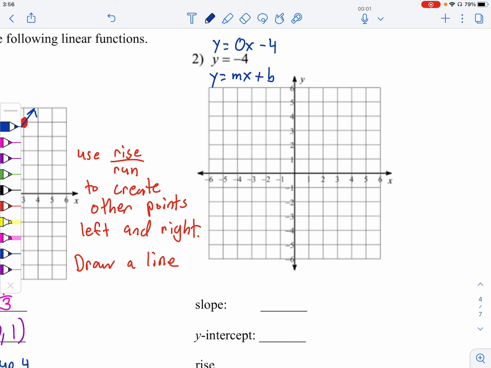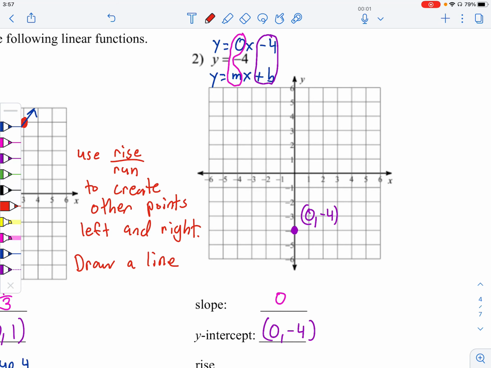But you still have that -4 there, right? So your slope is that 0. Your y-intercept is that -4. So (0, -4) is your y-intercept, which is right there. Our slope is 0.